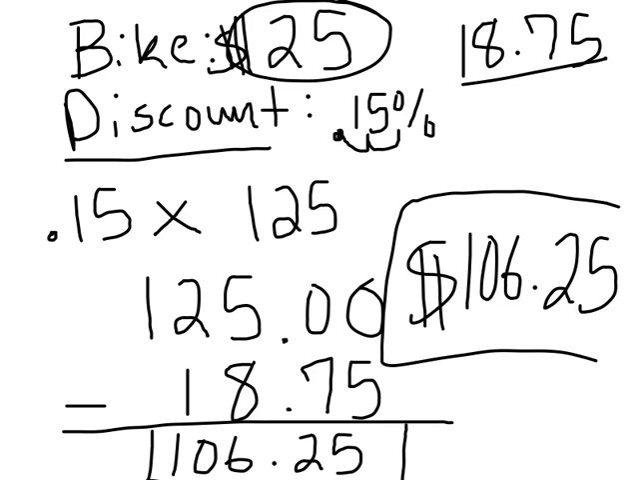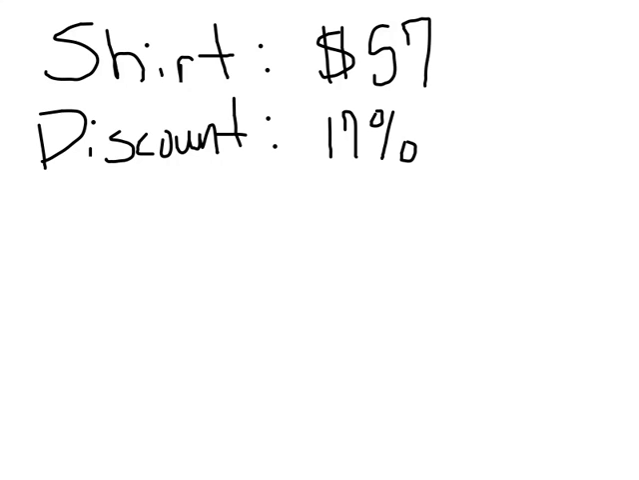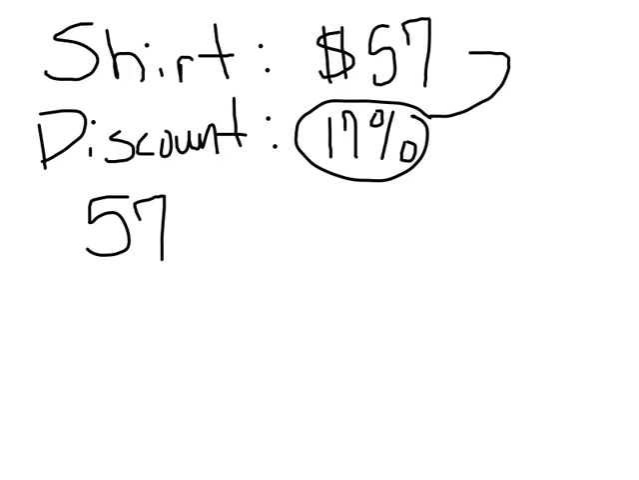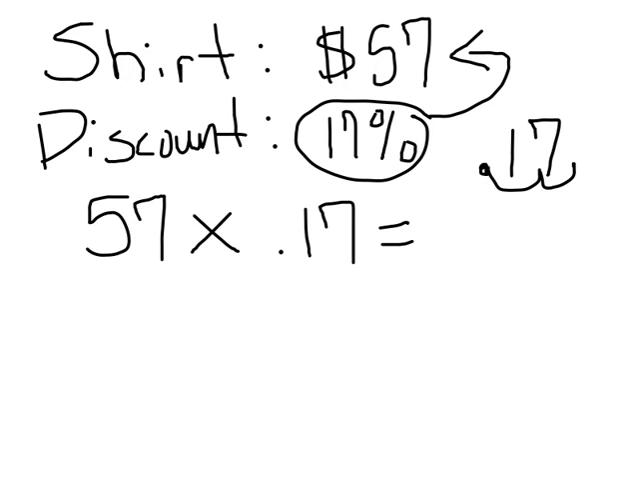$106.25. Let's do one more, then you'll practice. All right, let's say I had a shirt that cost $57 with a discount of 17%. So I'm going to take 57, and I know that I need to figure out what 17% of 57 is, so I'm going to turn 17% to a decimal by scooping 2 times to the left, and I'm going to multiply that by my price. 57 times 0.17, you're going to come out with $9.69.